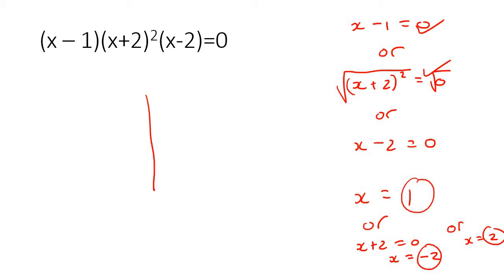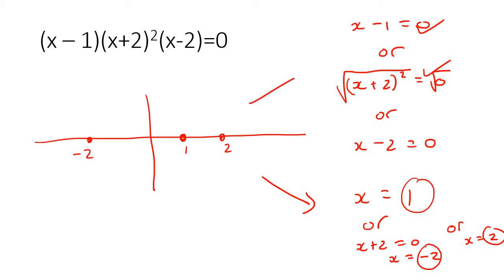If we were to put the graph on now, what do we have? We have x equals 1, x equals 2, and x equals negative 2. But that's not enough to help us know what the graph looks like. In the previous lesson, I showed you how to work out the end behavior to see whether the graph goes down or up on that side, and then whether it goes up or down on the other side. So let's quickly do that.